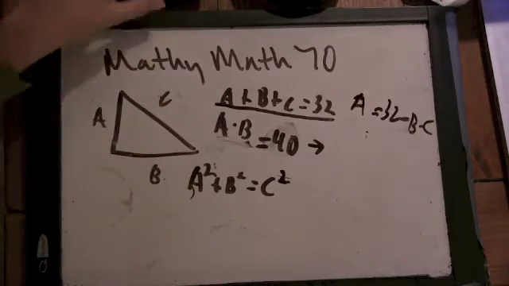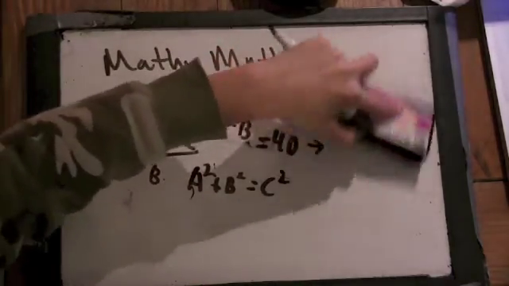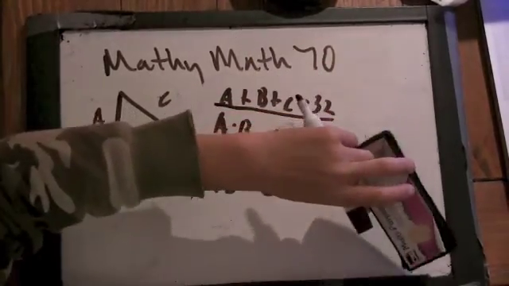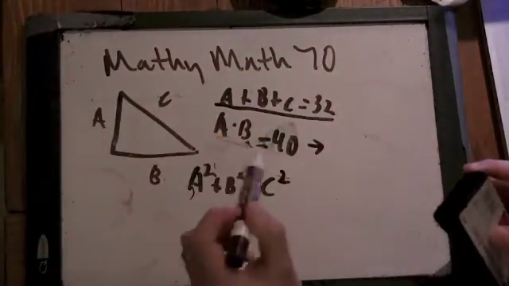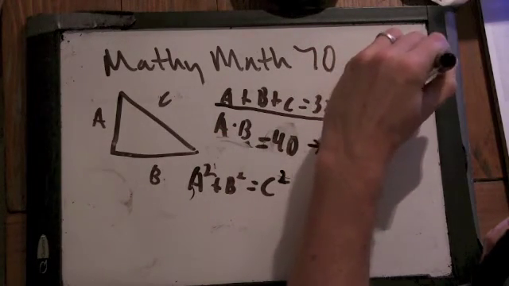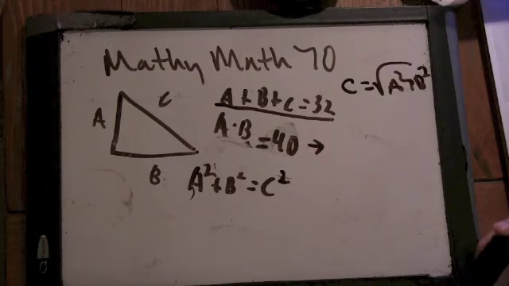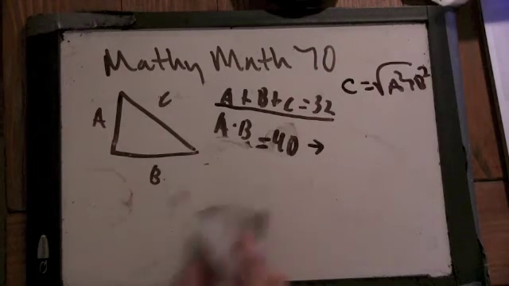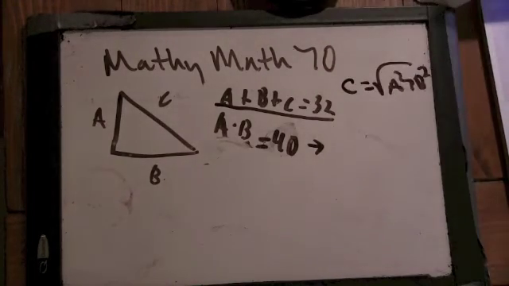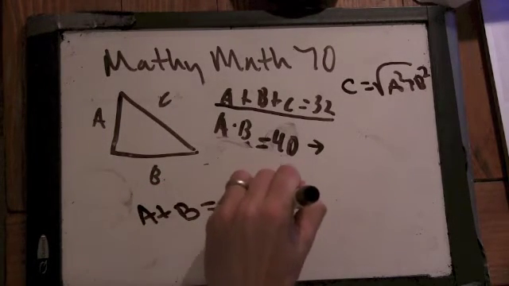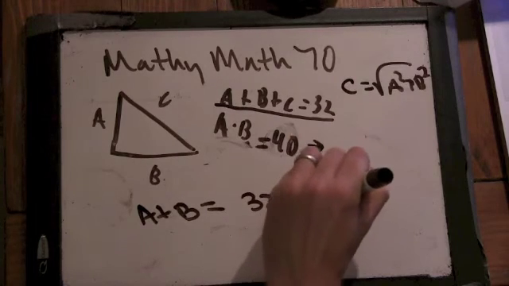Tell you what, because you're running a little late, I'm gonna give you a gigantic hint. We're gonna do this substitution. C is the square root of A squared plus B squared. That comes from here, and we're gonna put it into here. This is just sort of knowing how some algebra is probably gonna work out. So we're gonna get A plus B equals 32 minus the square root of A squared plus B squared.